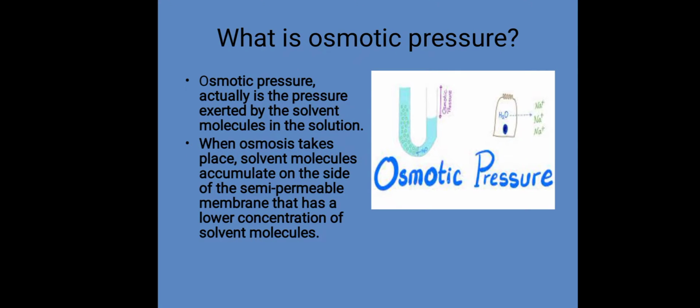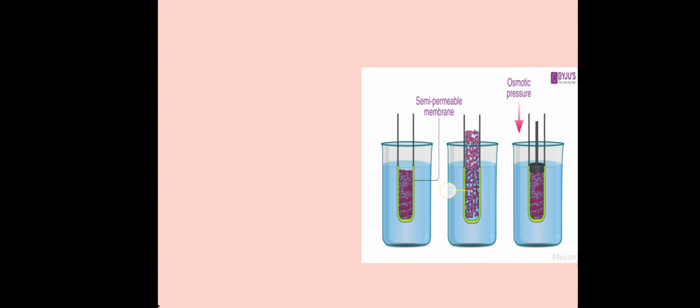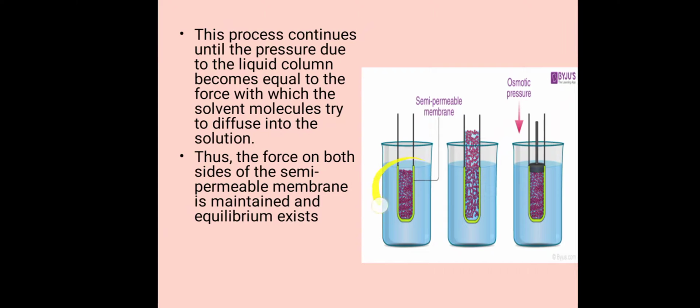When osmosis takes place, solvent molecules accumulate on the side of the semi-permeable membrane that has a lower concentration of solvent molecules. This process continues until the pressure of the liquid column becomes equal to the force with which the solvent molecules try to diffuse into the solution. Thus, the force on both sides of the semi-permeable membrane is maintained and equilibrium exists.